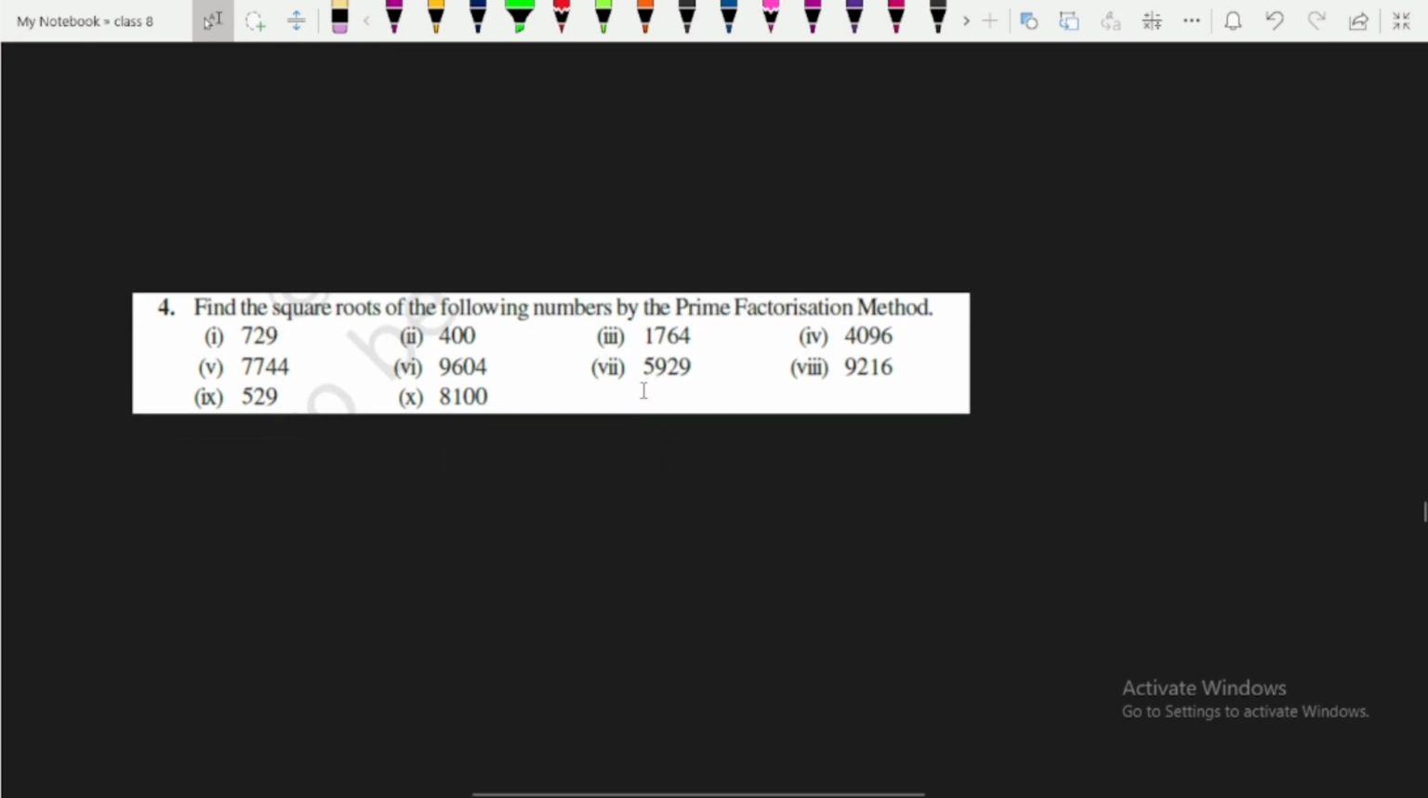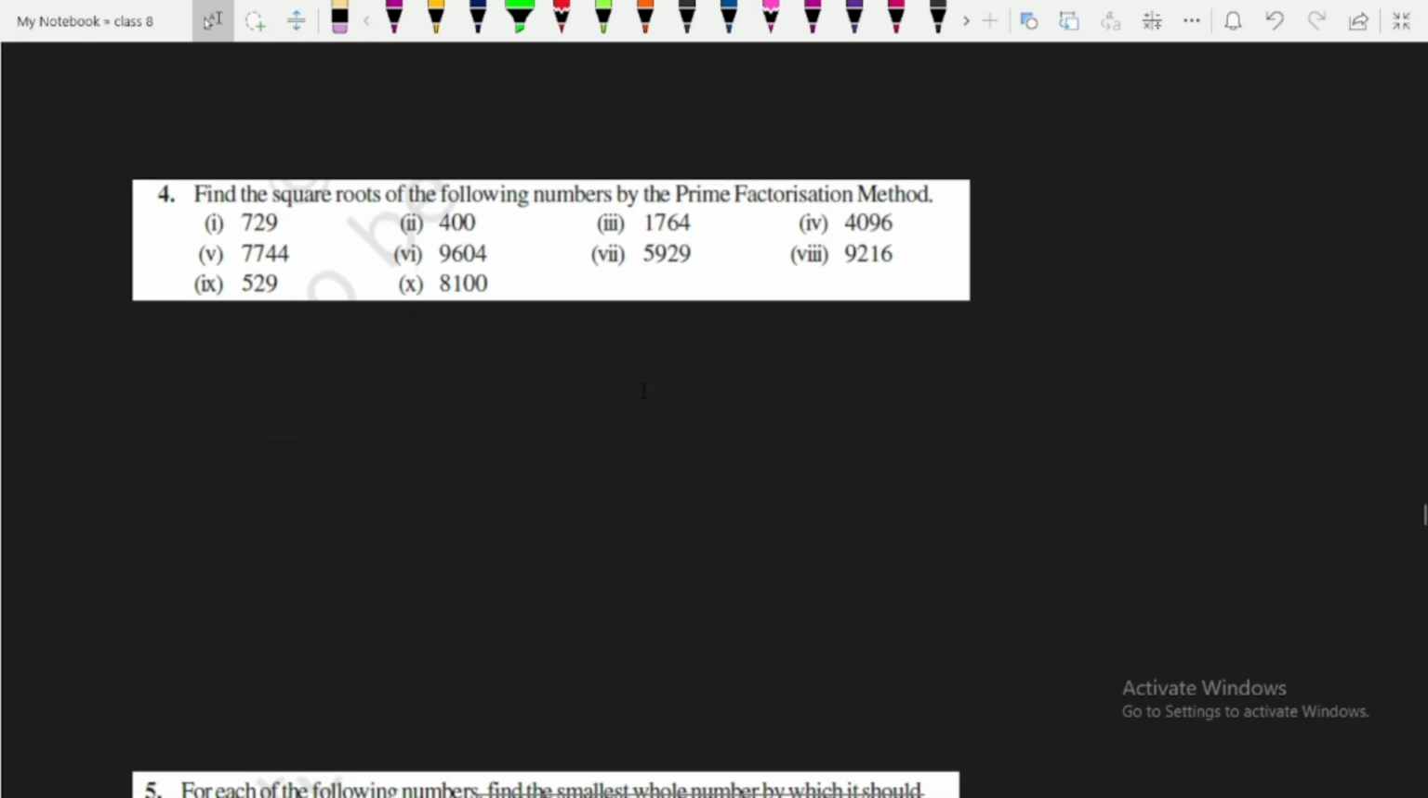Now about question number 3. Here we will do any two sums, and the remaining sums you can practice in the same method. I want to find the square root of a number by the prime factorization method. For example, in question number 3 we take 1764 and find its square root. First we have to find the prime factors.